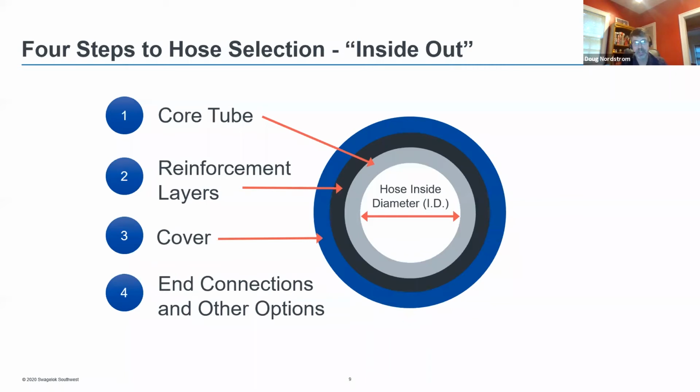How much reinforcement is needed and what type? How much pressure is needed? What does the reinforcement need to be able to do? What temperatures is it going to see? What cover, if any, are needed? And then, of course, what end connections are needed to be able to connect it to the system. So all these four need to be considered when selecting the right hose.